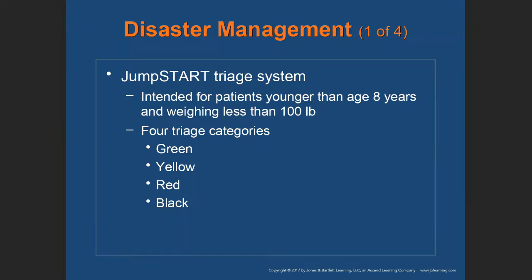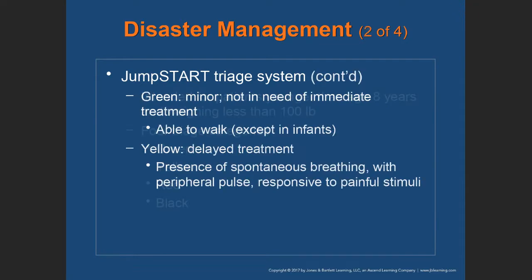The JumpSTART triage system is specific for the pediatric population, intended for patients younger than 8 years and weighing less than 100 pounds. There are 4 triage categories. You have green, which is your walking wounded. Yellow, which can be delayed. Red, which requires immediate transport. And black is dead.